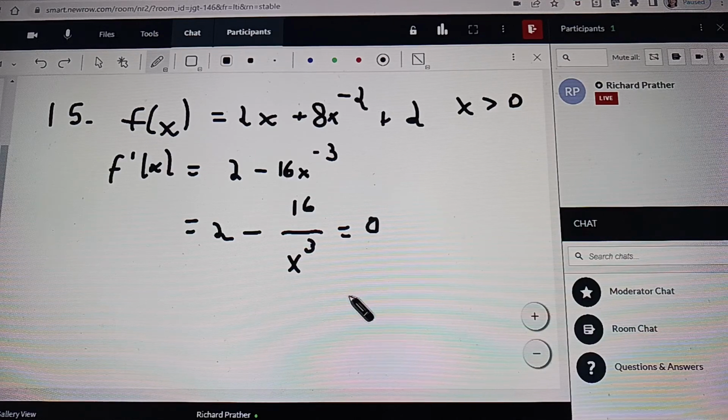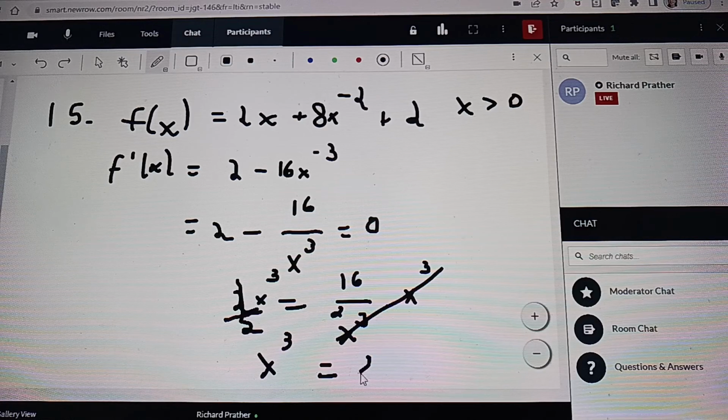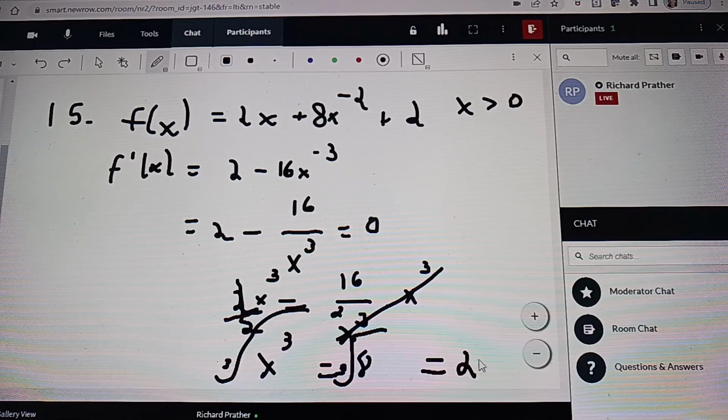So now I'm going to set this equal to 0 and solve it to see what makes it equal 0. You can take this negative fraction and add it to the other side, and then you can multiply both sides by x to the third. Divide by 2. X cubed equals 8. Cube root it. X equals 2. And 2 is in this interval.